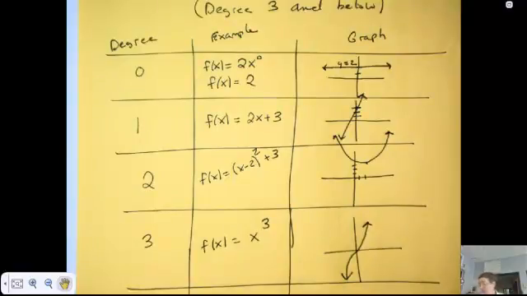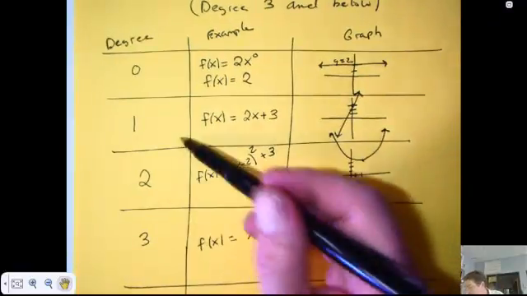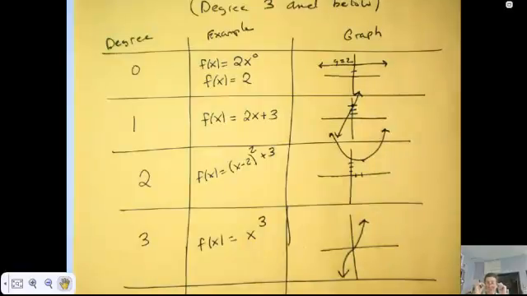Now, degree 2, 1, and 0 we can do a lot with. They're very easy to analyze. We can always get a very complete picture easily. Degree 3 on up, it becomes much more difficult. You have to do a lot more analysis to do that.